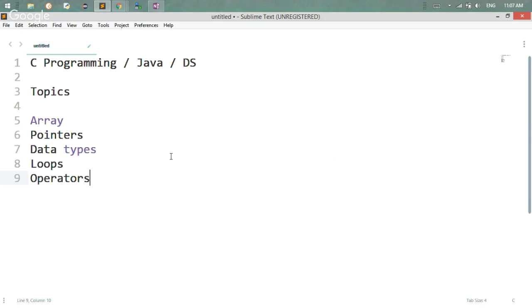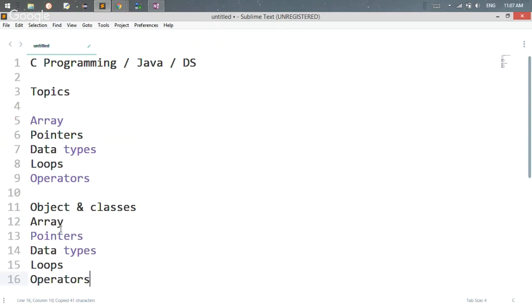In Java, they might ask you about objects and classes, and all of this except pointers, of course, because we don't have pointers in Java, right? So these are the topics that will be tested in Java, and also basic OOPS concepts. This is where they will be asking the questions from.